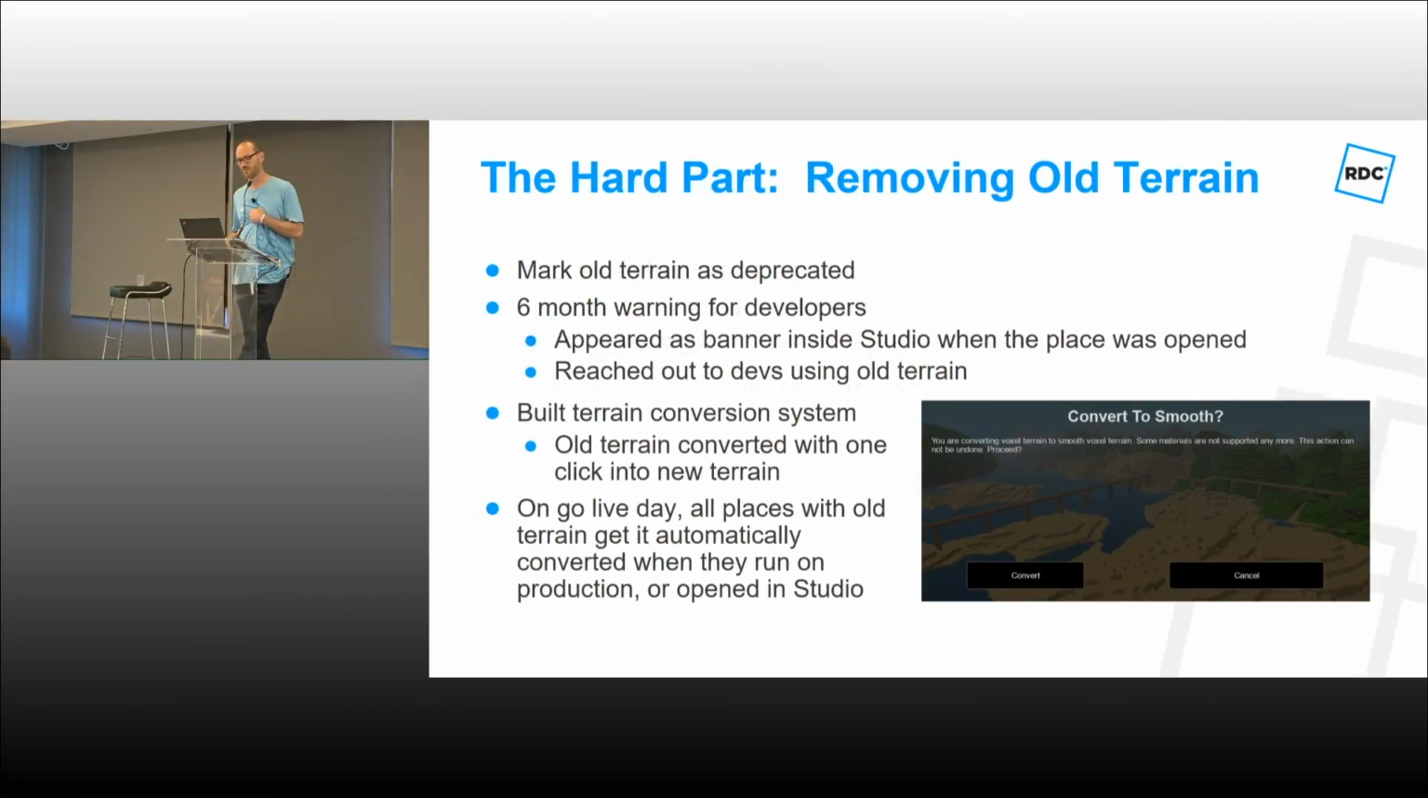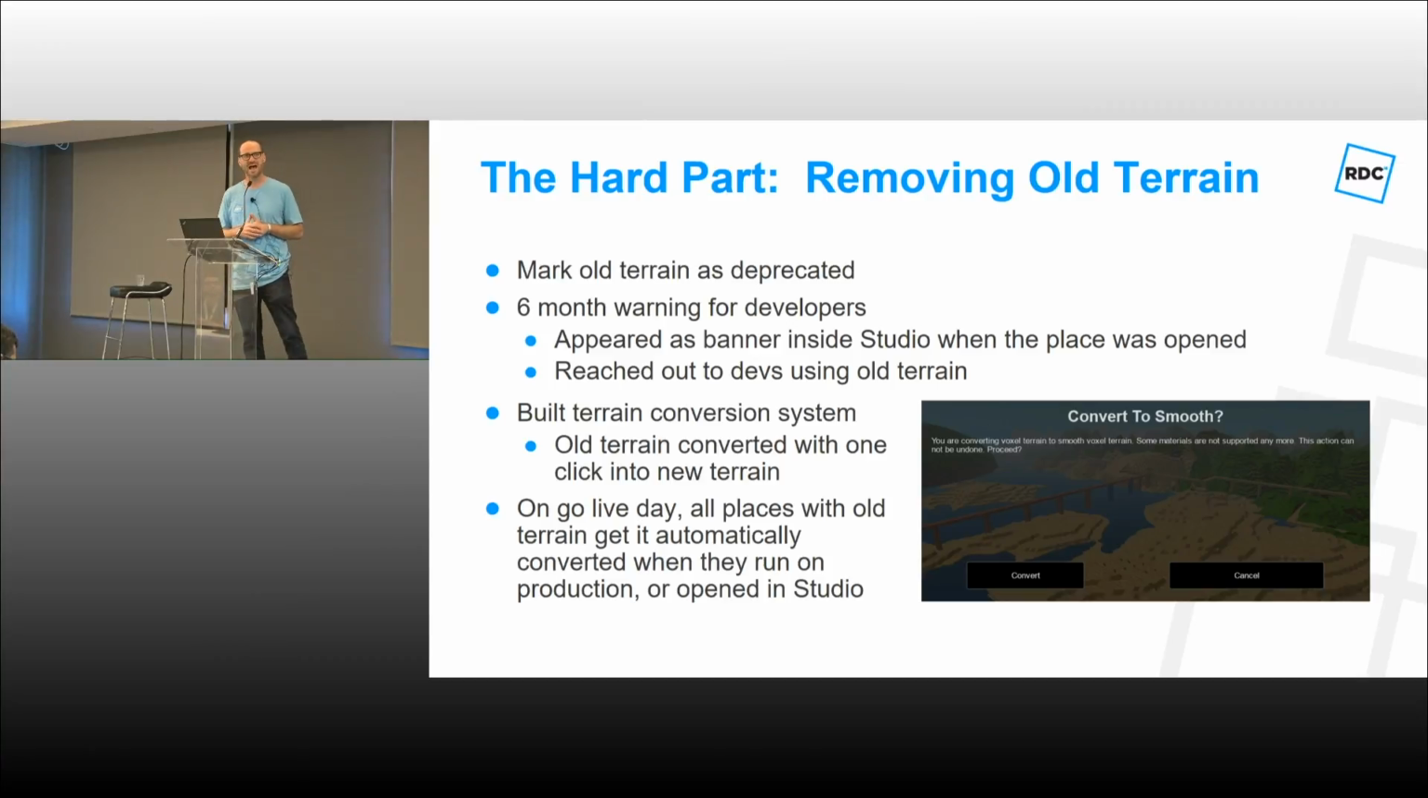Okay, the hard part. How did we remove the old terrain? So first we marked old terrain as deprecated. That's easy. That's a signal to the developers that we're not going to be continuing support for it. We gave a 6-month warning that old terrain was going to go away. So you'd open up Studio and you'd get a warning, ding, watch out. And we'd reach out to the developers who are using old terrain, and we would talk with them and explain to them what was going to happen, and also work with them if they needed help on conversion.